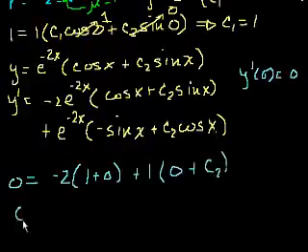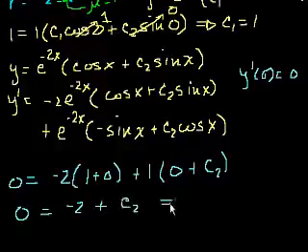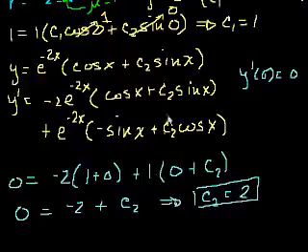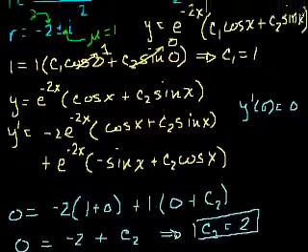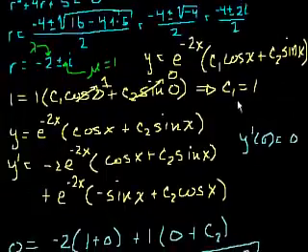So let's see. We get 0 is equal to, this is just 1, minus 2 plus c2. Or we get c2 is equal to 2. Add 2 to both sides. c2 is equal to 2. And then we have our particular solution. I know c2 is equal to 2. c1 is equal to 1.